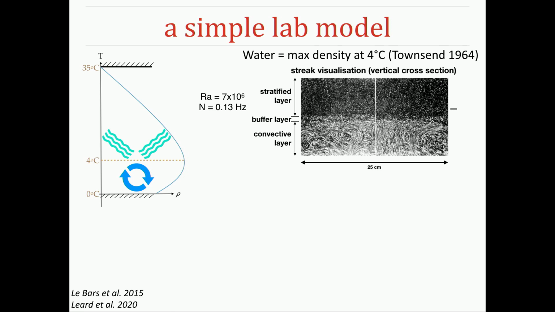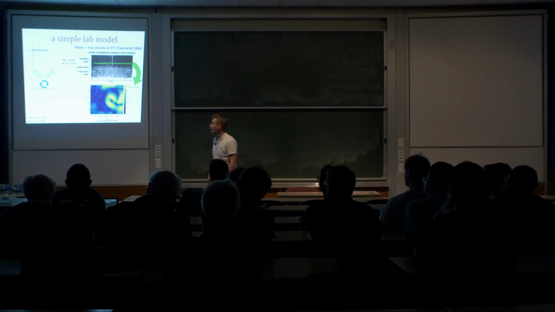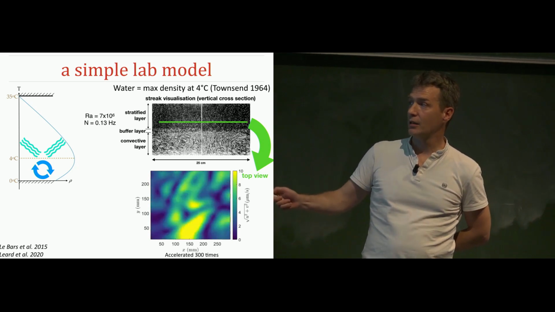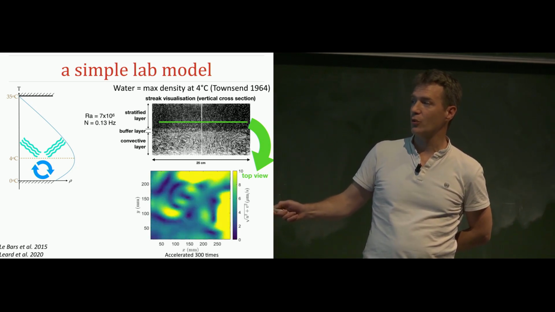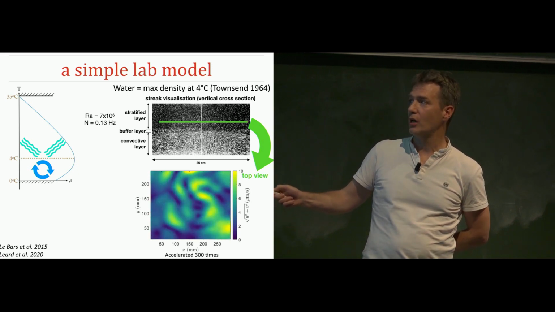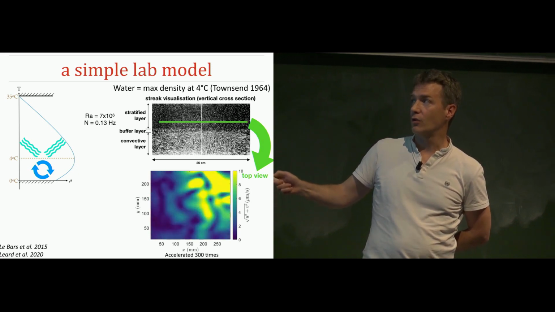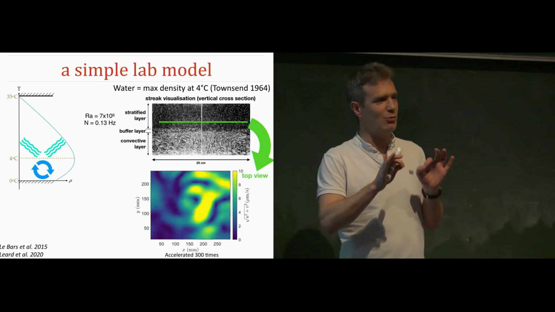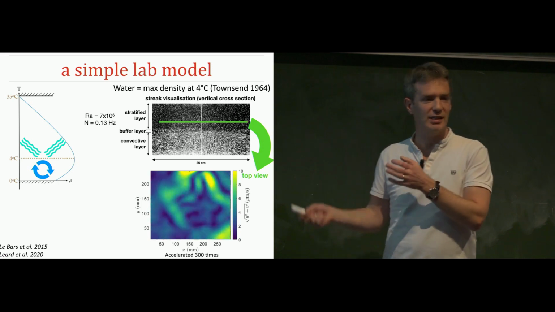This looks quiet, but if I take a vertical cross-section and then I look from above, I do some PIV measurements. This is what I see. So this movie is accelerated 300 times. And the typical velocities we measure are up to about 10 micrometers per second. So those are very tiny motions, but they do exist.